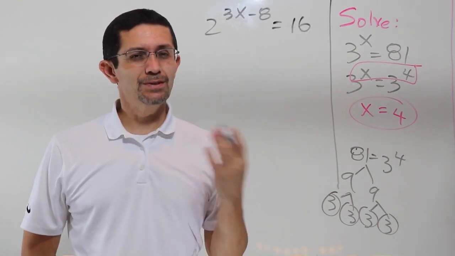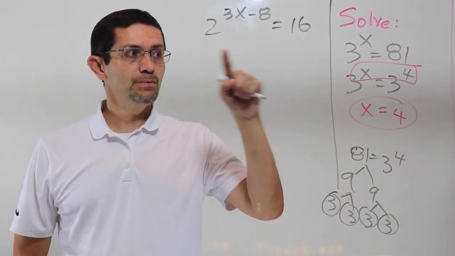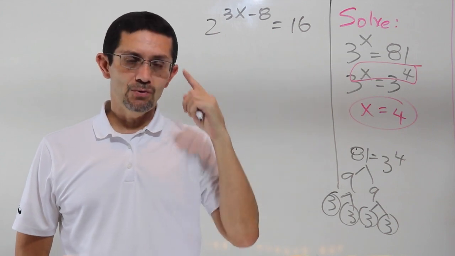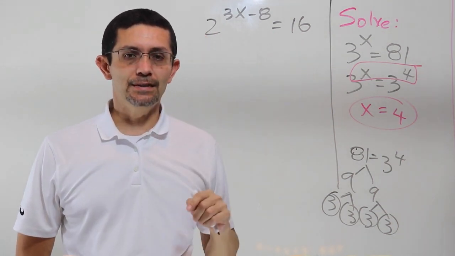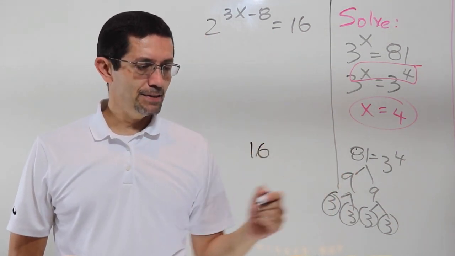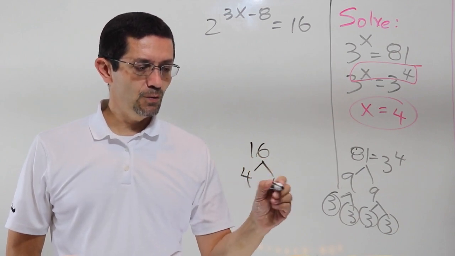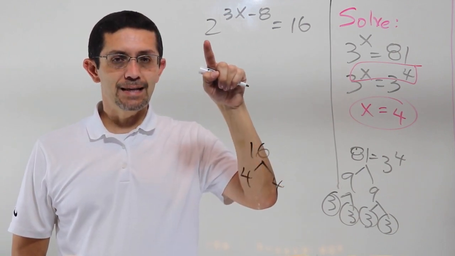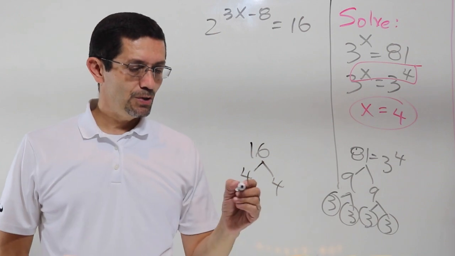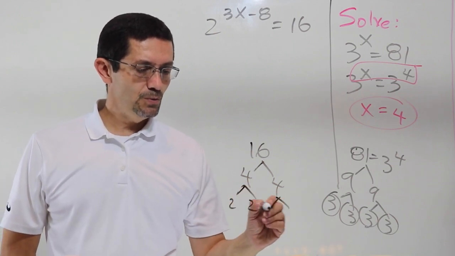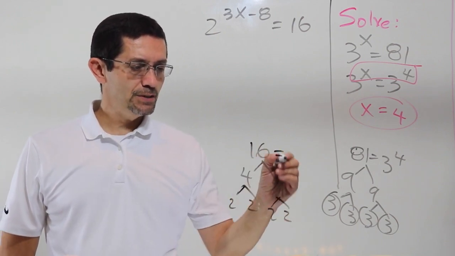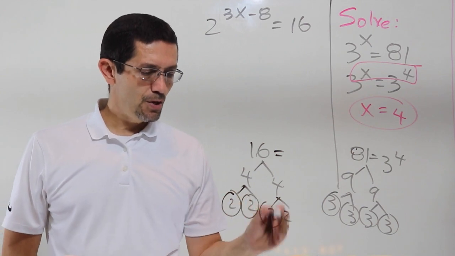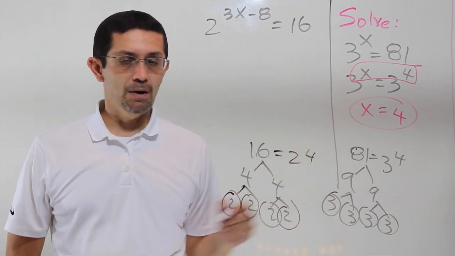Another equation with the same idea. Base 2, but I have 16. But if you notice, I have a 2 in the 16. Same as here, I break the 16 into 4 and 4. The idea is to get it in the same base as a power of 2. So 4 is 2 times 2, 2 times 2. So 16 is the same as 1, 2, 3, and 4, 2 to the 4th power.